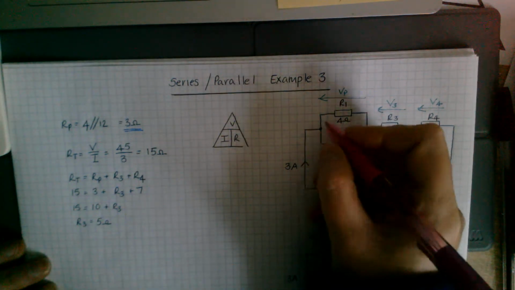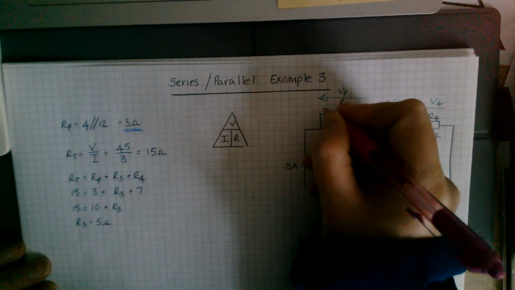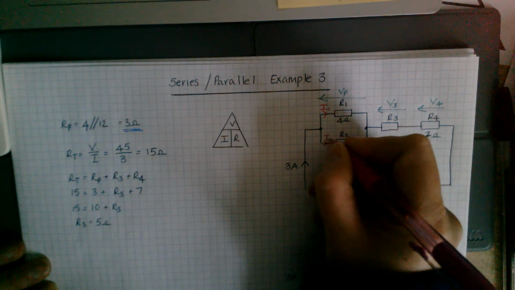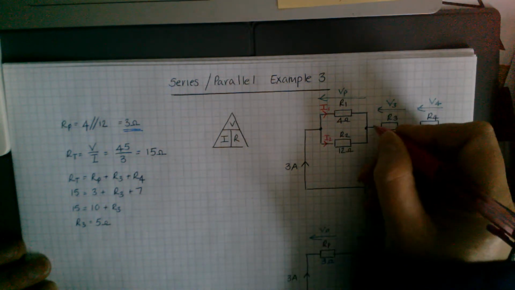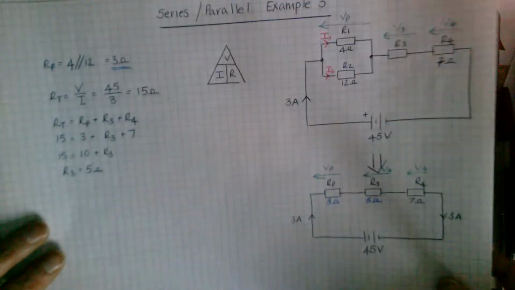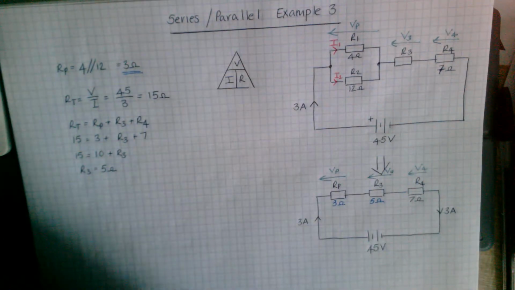Your 3 amps comes along, hits this junction. Some of it comes along through here, I1. Some of it comes through here, I2. Then at this point here it rejoins and it's 3 amps again, and 3 amps all the way back to the supply. So we'll do our voltages first.